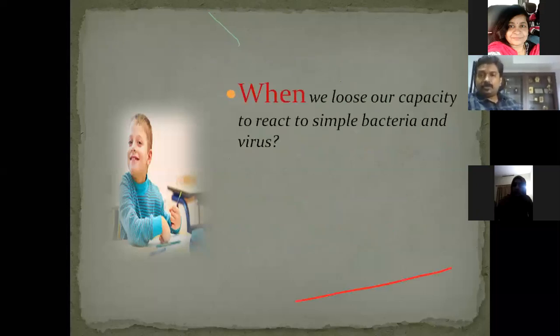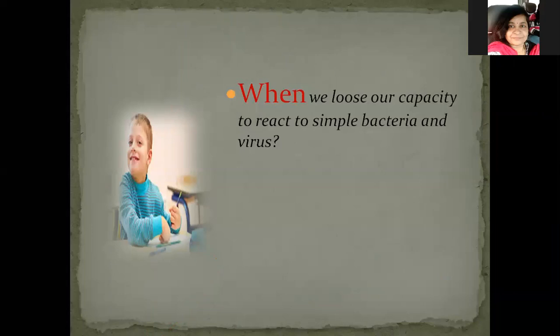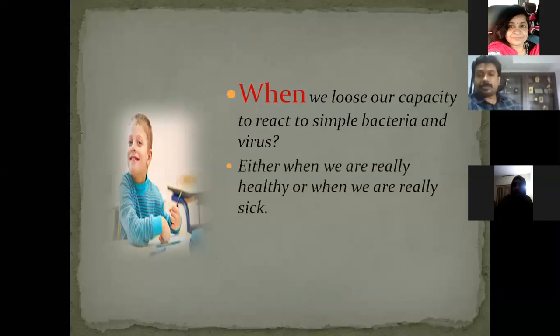So when we lose our capacity to react to simple bacteria and viruses, we have to think from that angle. In children or people with autism, if we are not able to witness simple fevers, simple illnesses which can produce high fever, we have to think, why is it so? When we lose our capacity to react to simple bacteria and viruses, it happens in 2 situations. Either when we are... hope you can follow me.